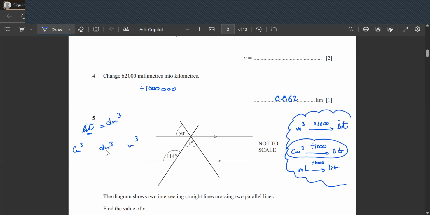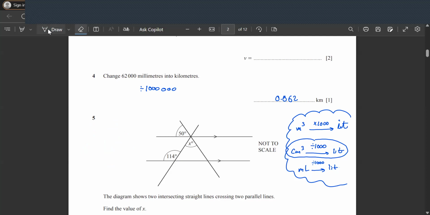Like from decimeter to meter, divide by 10, and it is cubed, so divide by 1000. So from here to here, multiply by 1000, and from here to here, divide by 1000. You got it? Of course, no need to do all of this. Just memorize: from meter cube to liter, multiply by 1000, and from centimeter cube to liter, divide by 1000, because it is common in the exams. Okay?